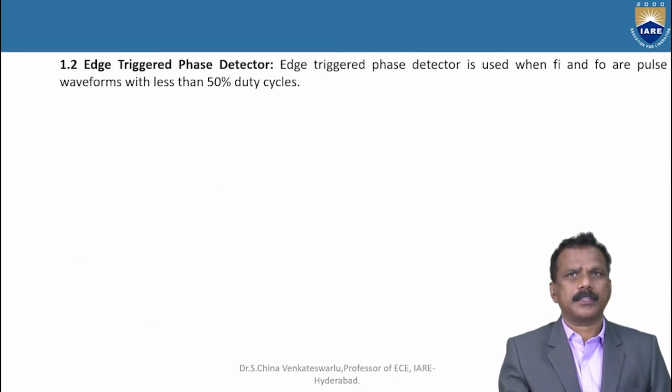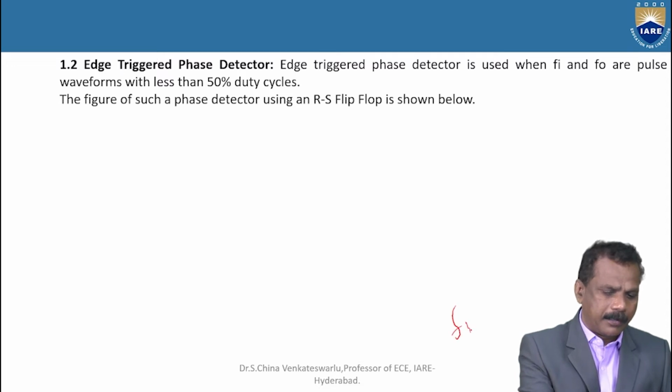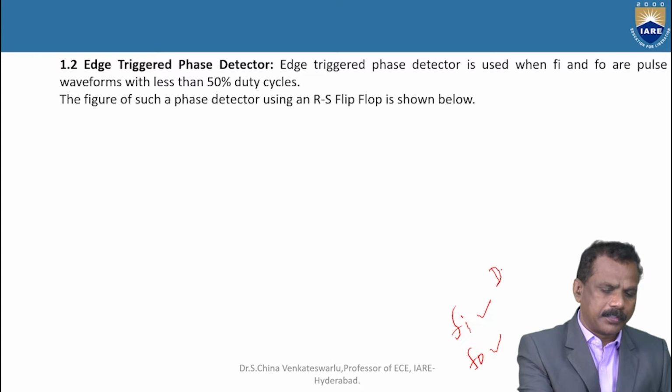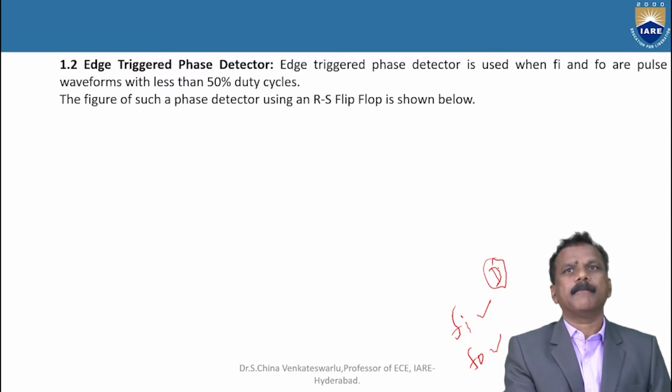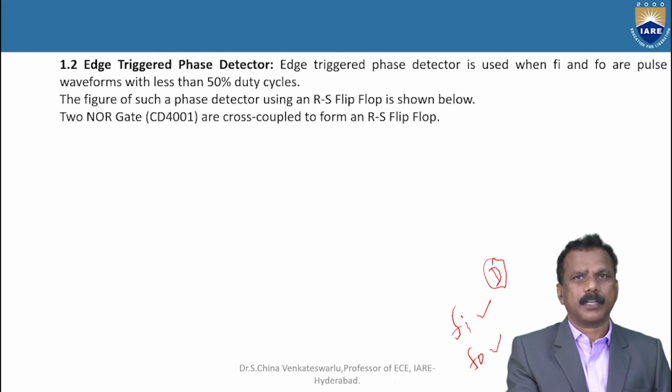Coming to the next, the edge triggered phase detector. The edge triggered phase detector is used when Fi and F0 are pulse waveforms with less than 50% duty cycle. Based on this duty cycle, the figure shows such a phase detector using an RS flip-flop. We will observe that using the block diagram.